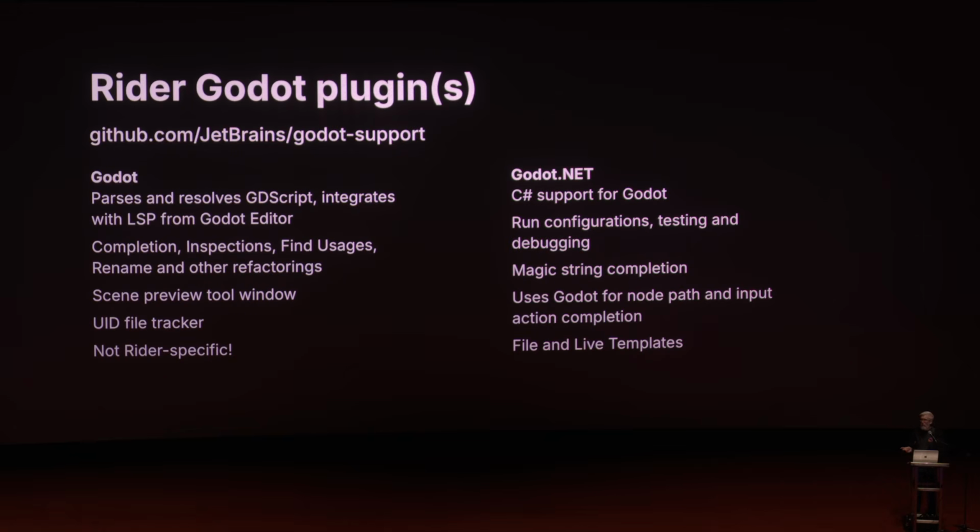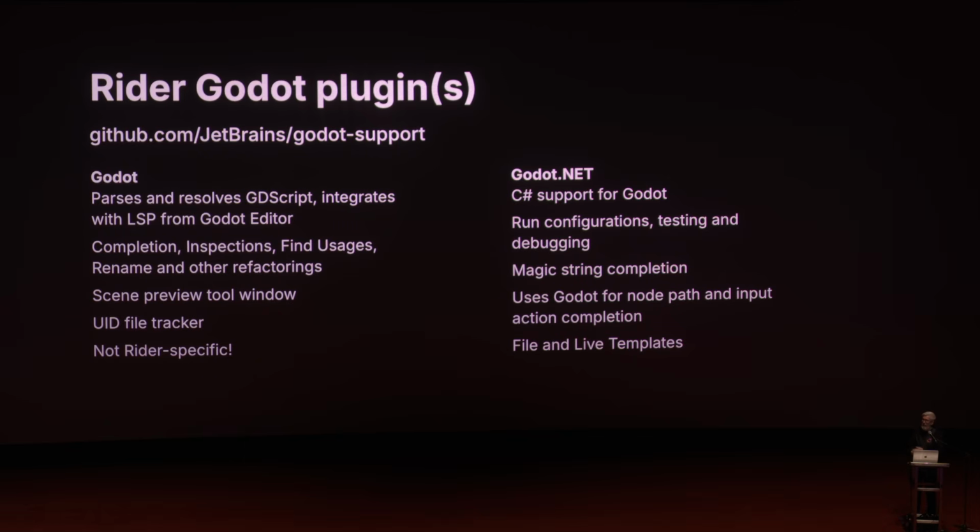We have essentially two plugins, one of which is Godot.net, which is support for the C# side of things, and it provides all the run configurations for working with C# inside Rider. It'll automatically create that, talk to the Godot editor to give us the magic string completion, and so on. And the other plugin is just called Godot.